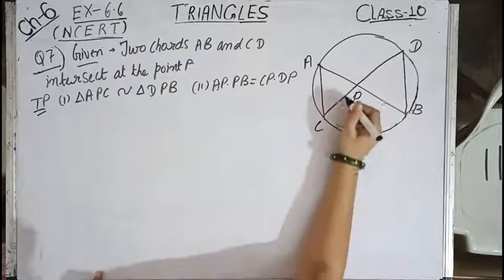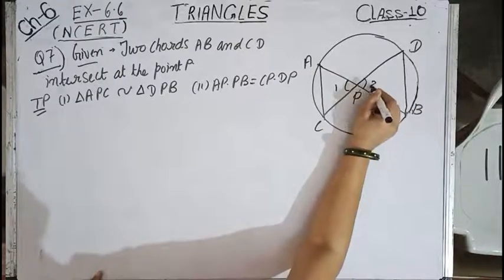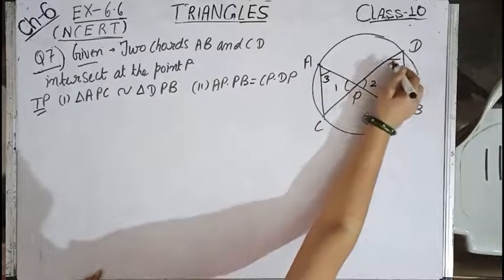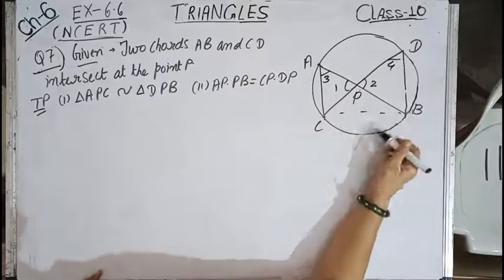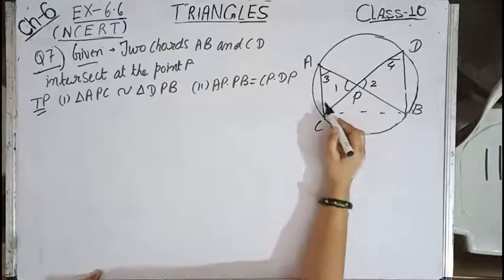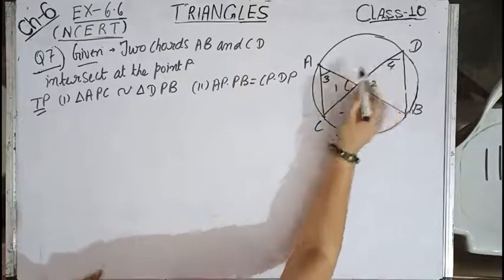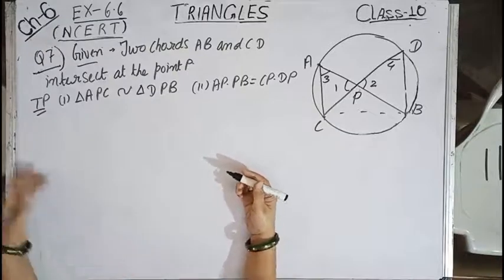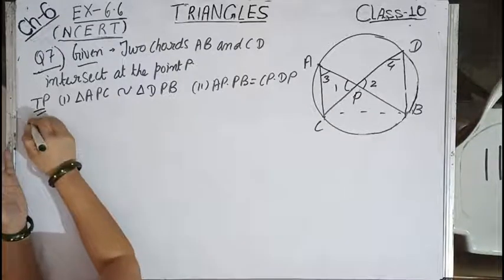Now obviously these two triangles will be similar because over here angle 1 equals angle 2, vertically opposite angles. Also angle 3 equals angle 4, angles in the same segment. Similarly we can write that this angle also equals this angle because of the angles in the same segment. But two angles are sufficient to prove similar, so we will be doing by double A only. So let us start.